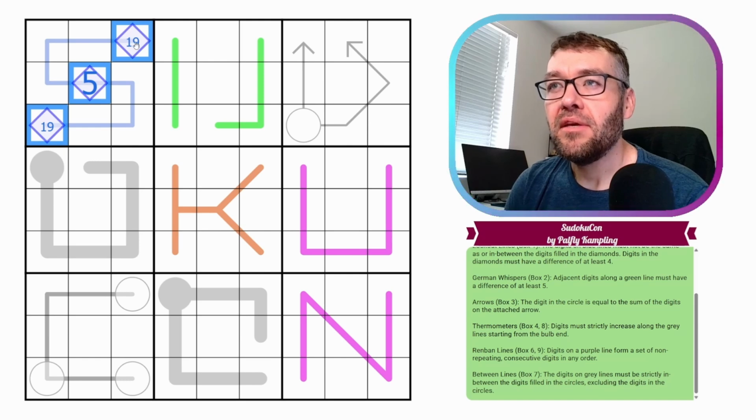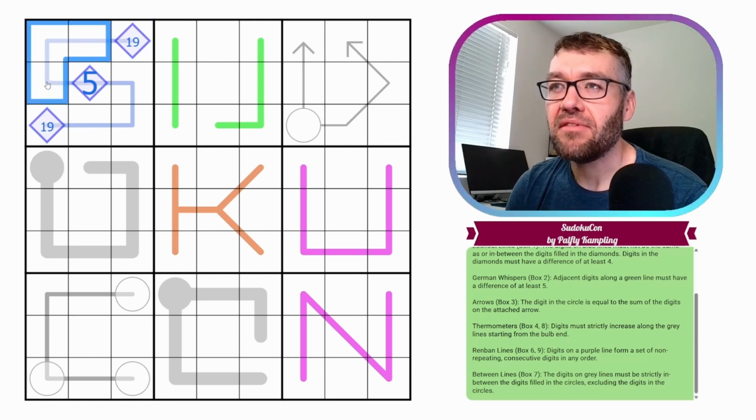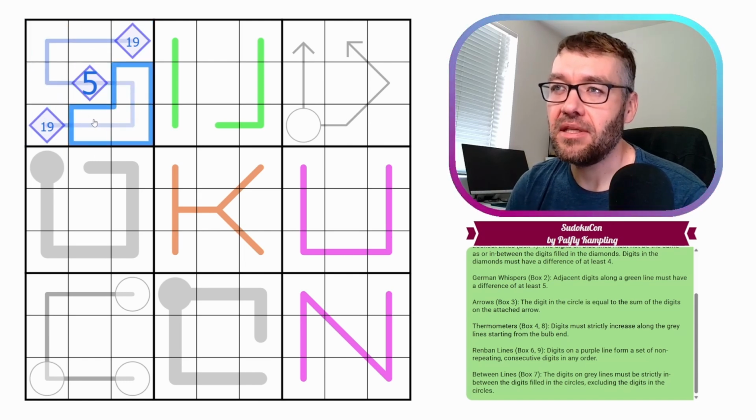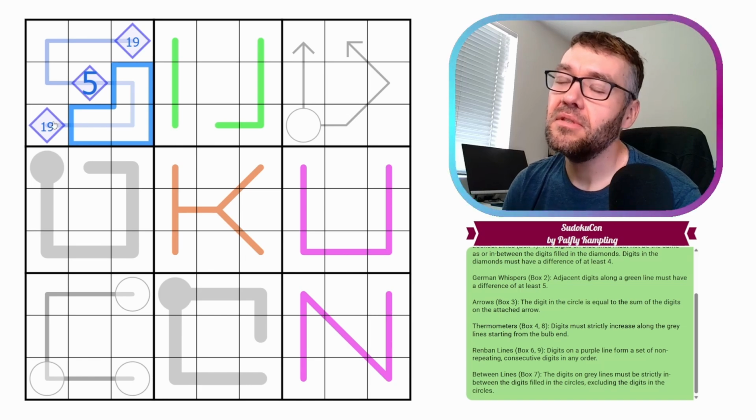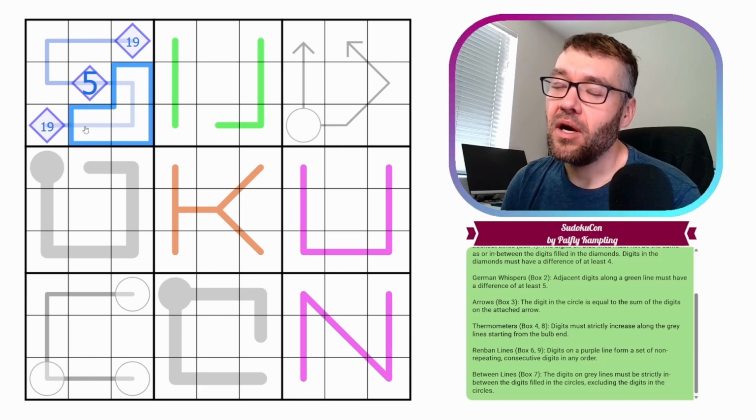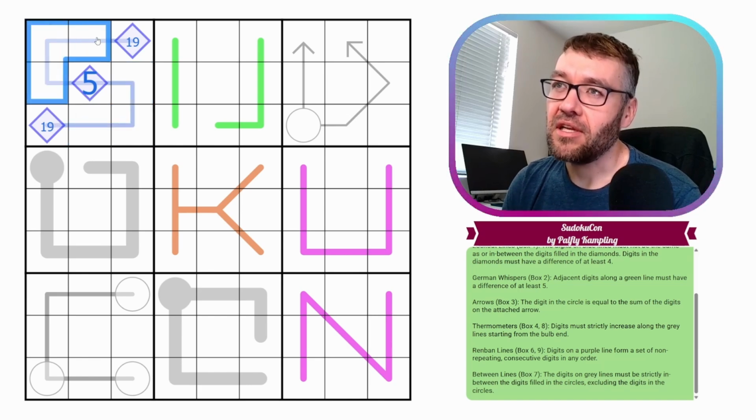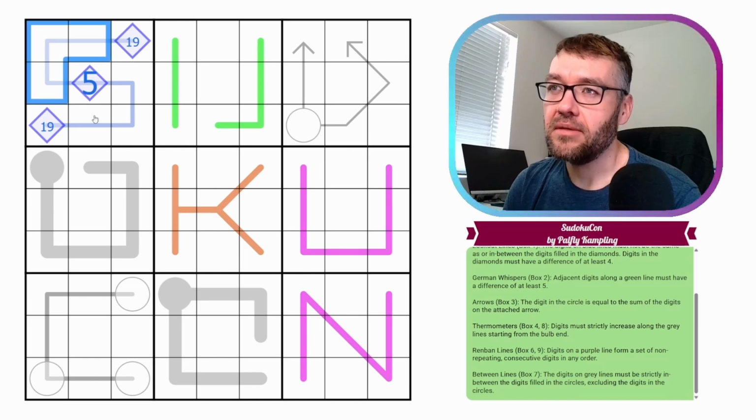And then if this is a 1, this is going to be 6, 7, and 8, and this would be the opposite set. So one of these is going to be 2, 3, 4, and the other one's going to be 6, 7, and 8. I just don't know which way yet.